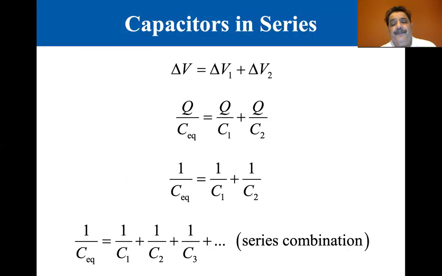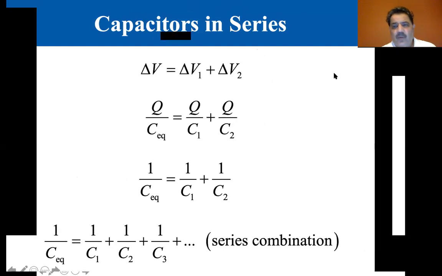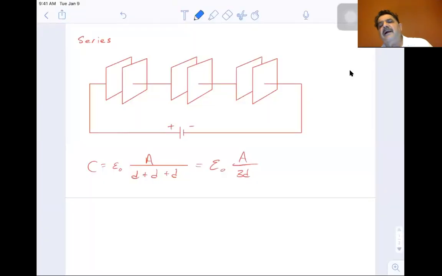Now, let's go back to the iPad. And I told you that the one equation, capacitance is equal to epsilon 0 A over D. Well, here we have A, we have A, we have A. They're all the same area.